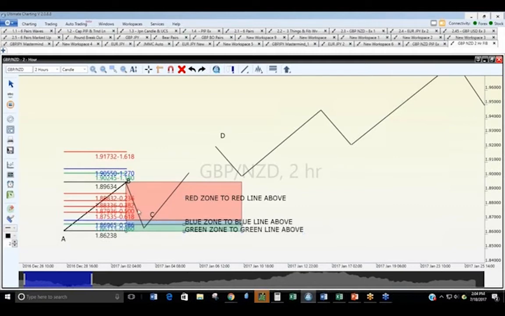Now, on a scale of 1 to 10, 10 being I understand the basics of what I'm talking about: if it comes down to the red zone, I expect it to go to this red line above. If it goes to the blue zone down here, we expect it to go to the blue line. And if it goes down to the green zone, we expect it to go up to green. With that basic concept, are you getting this? Give me a Y or yes, or give me a scale of 1 to 10, 10 being you got it, 1 being you don't have it at all.